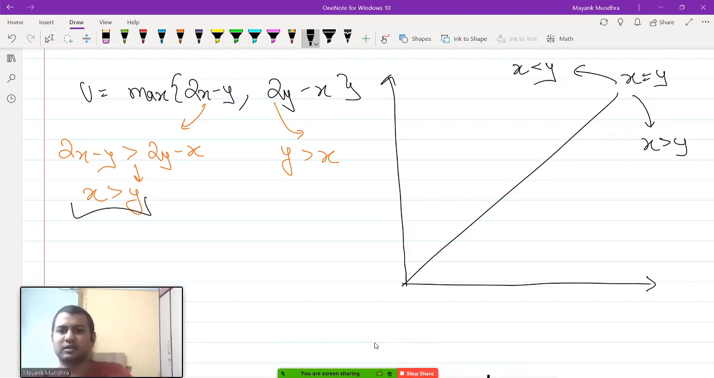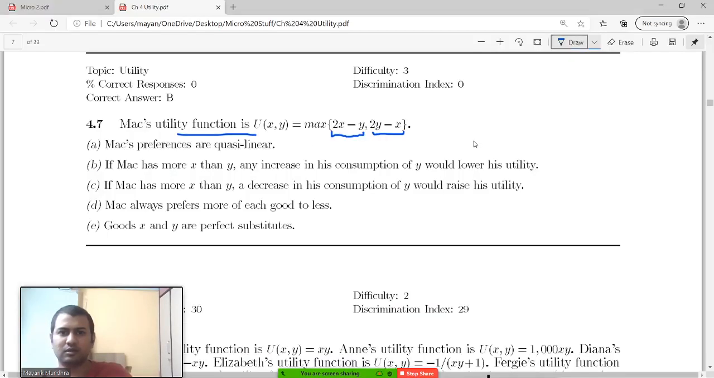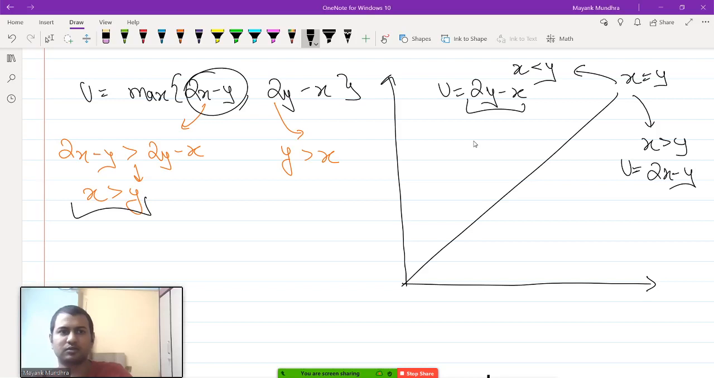So whenever x is greater than y, he prefers 2x minus y. So here you will have utility equals 2x minus y. Here you will have utility equals 2y minus x. So the slope of this thing, 2y minus x, is m equals half. So slope half ICs, and here you will have m equals 2, slope 2 ICs.